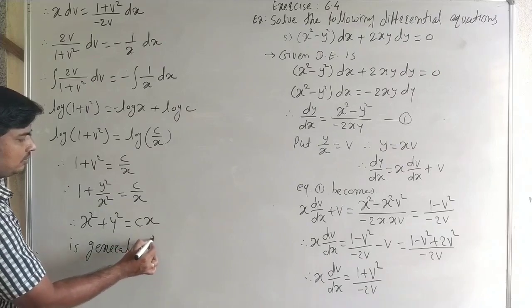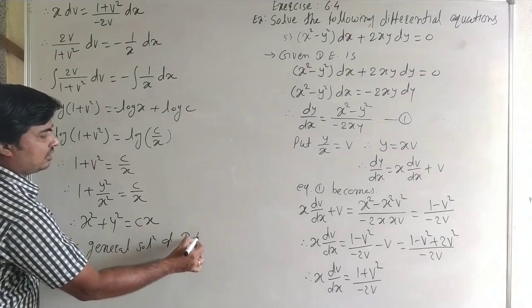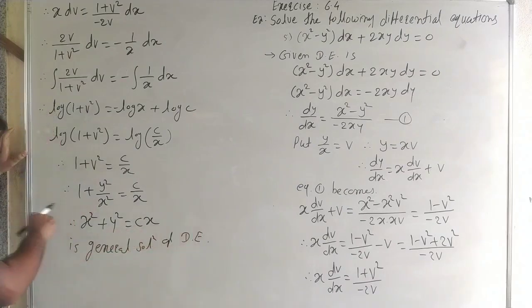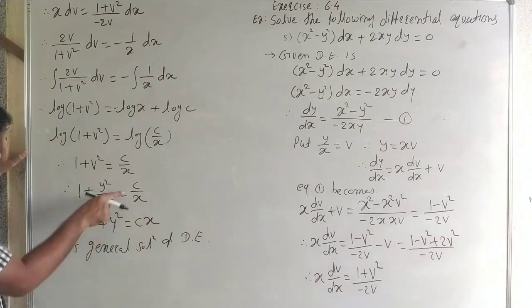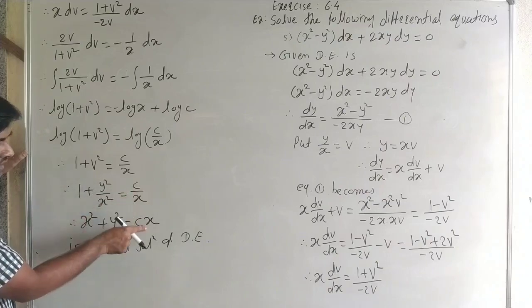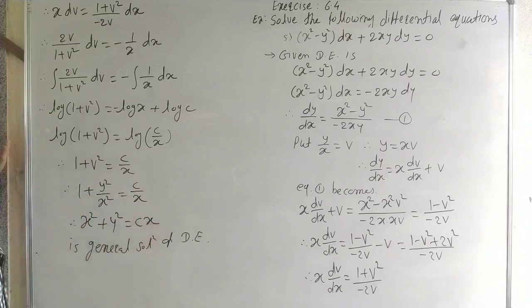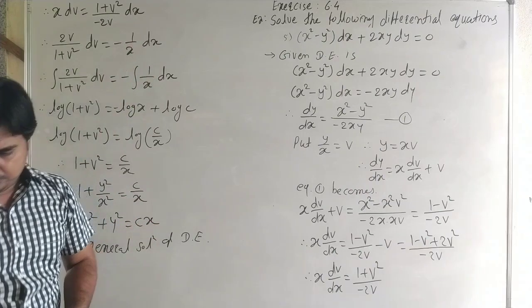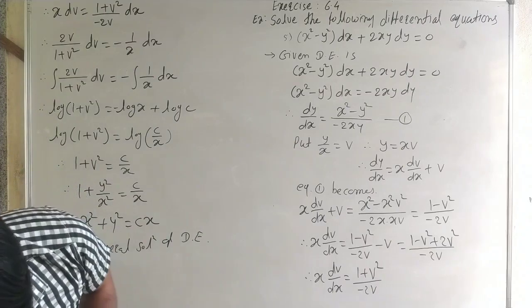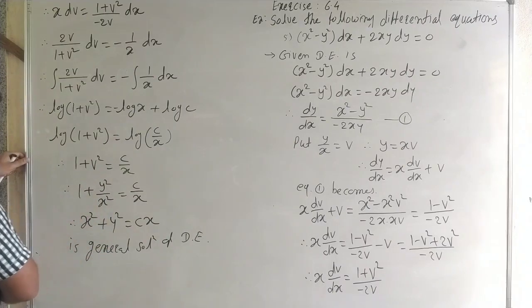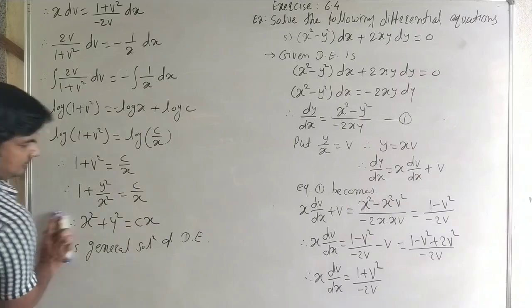This is the general solution of the given differential equation. See carefully. When we multiply by x square, x square gets cancelled, y square remains, and here x square multiplied by x cancels, only x remains, and it is the general solution of this differential equation. Now see, it is the last answer.